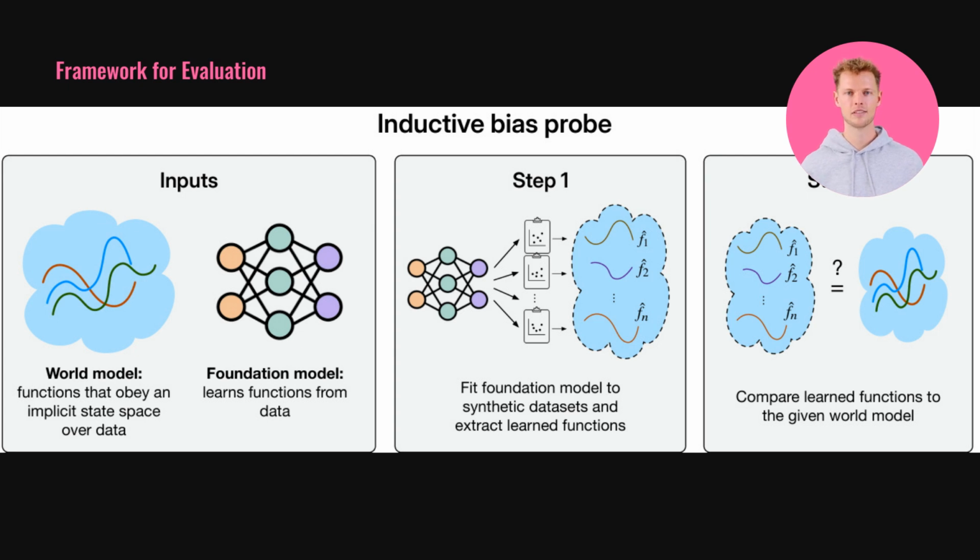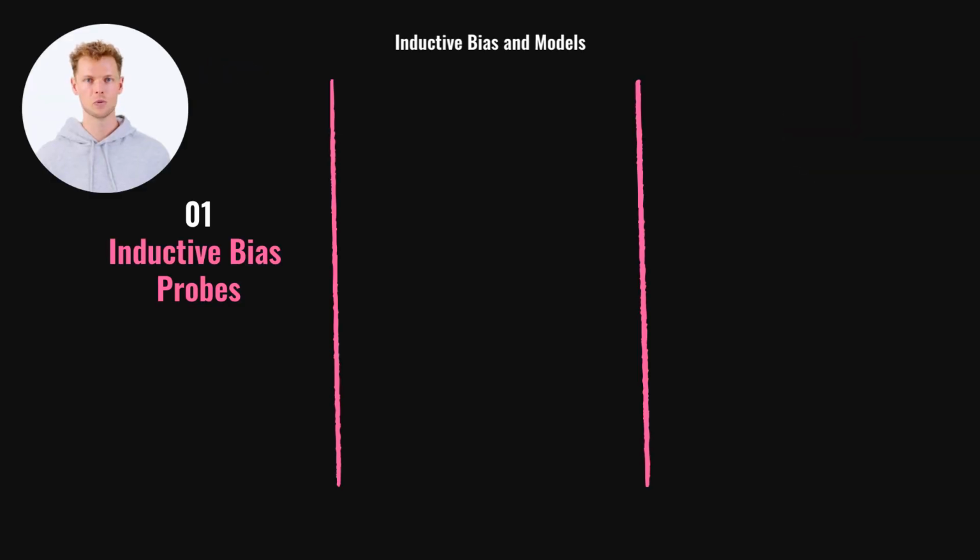This probe assesses the model's behavior as it adapts to new tasks, using datasets to output predictions. The world model describes state structure, and the probe compares learned functions to those in the world model, revealing the model's inductive biases. Inductive bias probes involve fitting foundation models to synthetic datasets, comparing learned functions to those in a world model. The no-free lunch theorem suggests learning algorithms must extrapolate to unseen inputs.